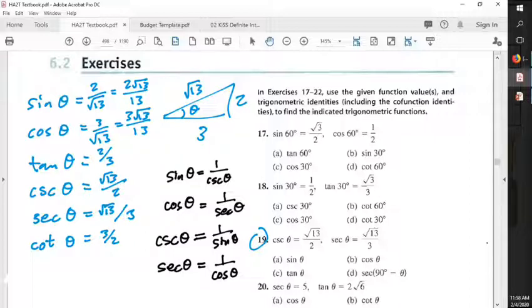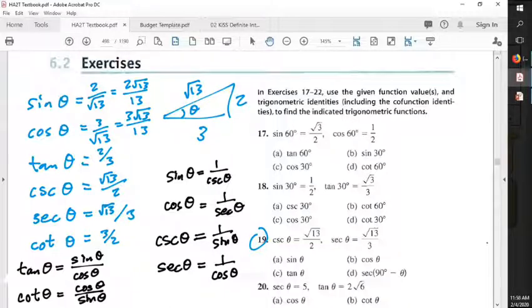One more important identity is known as the quotient identity. Tangent theta equals sine theta divided by cosine theta. This is usually representative of the opposite side, and this is representative of the adjacent side. And that's what tangent is: opposite divided by adjacent. But what do you think cotangent is? Yep, cosine theta over sine theta. These are quotient identities. We got quotient identities, and we got reciprocal identities.